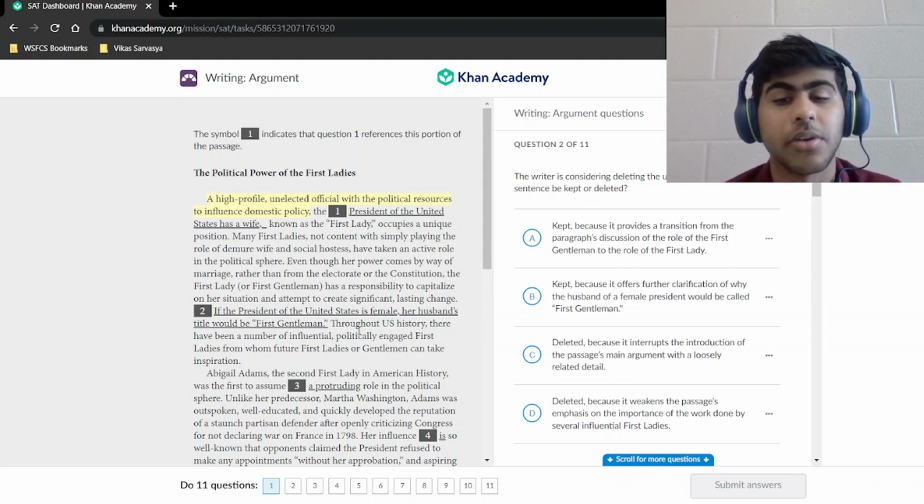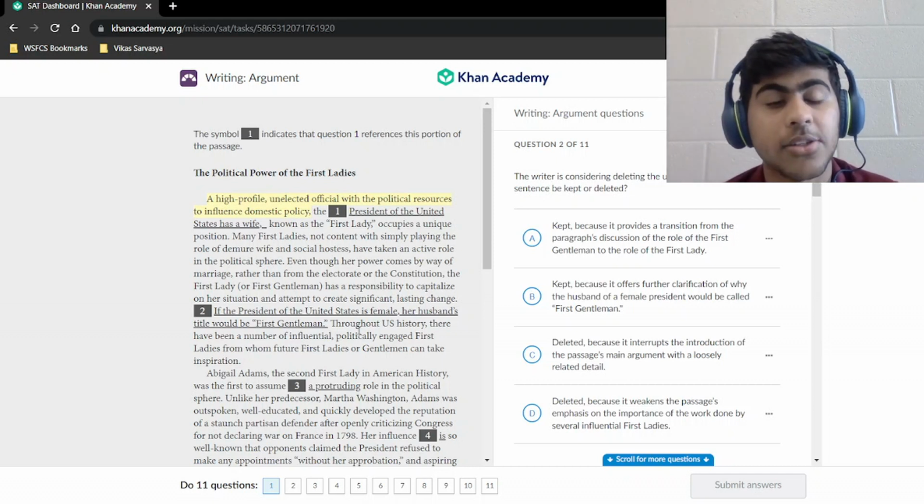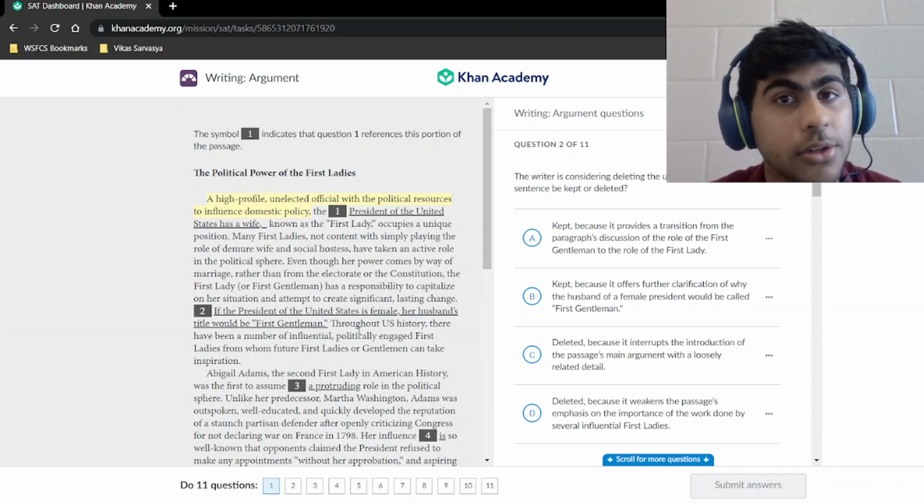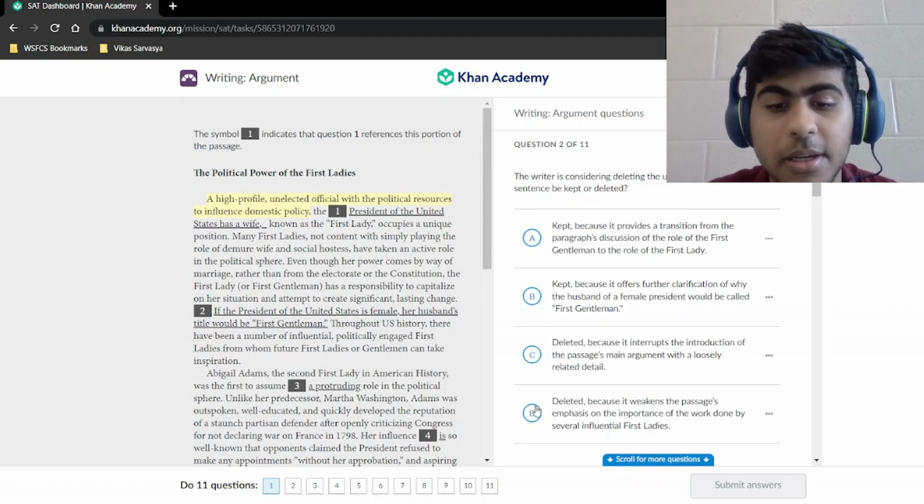So our answer is then going to be D, because it weakens the passage's emphasis on the importance of the work done by the several influential First Ladies by introducing this other person, the First Gentleman, who hasn't even existed yet. We should. Hashtag feminism. But let's move on.